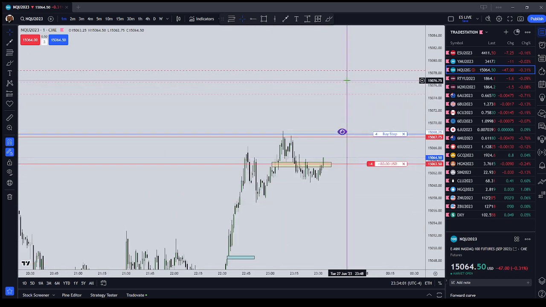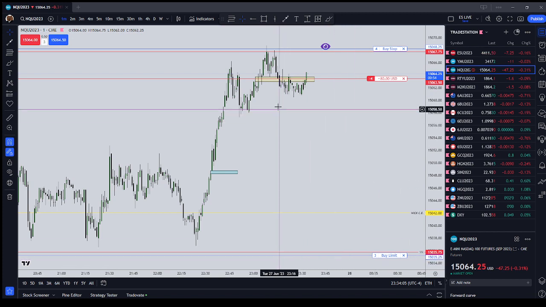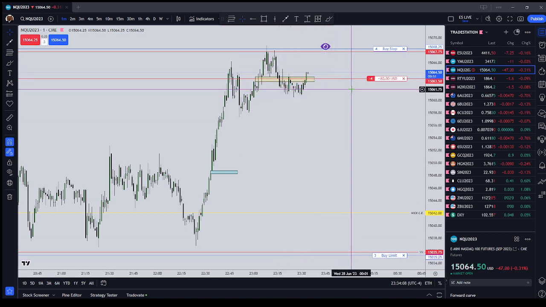Are you kidding me right now? This thing wants to come up back to buy side after all this sell side is built up? Are you joking? Is that a joke?